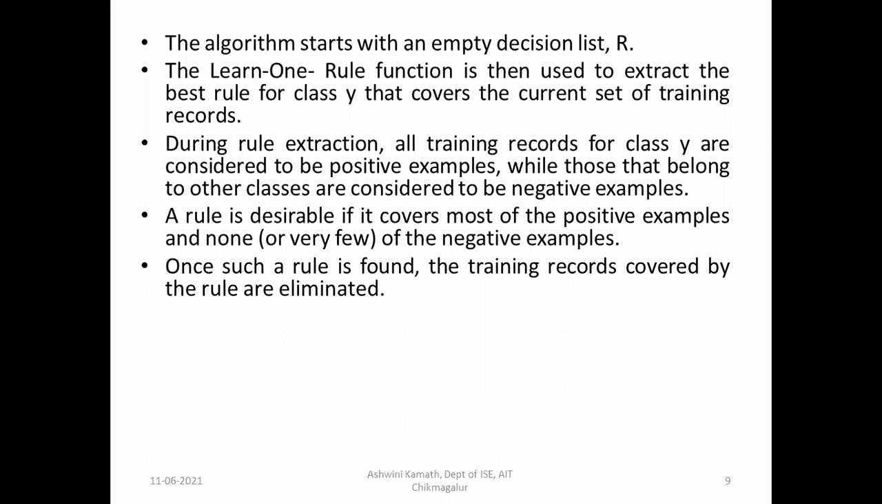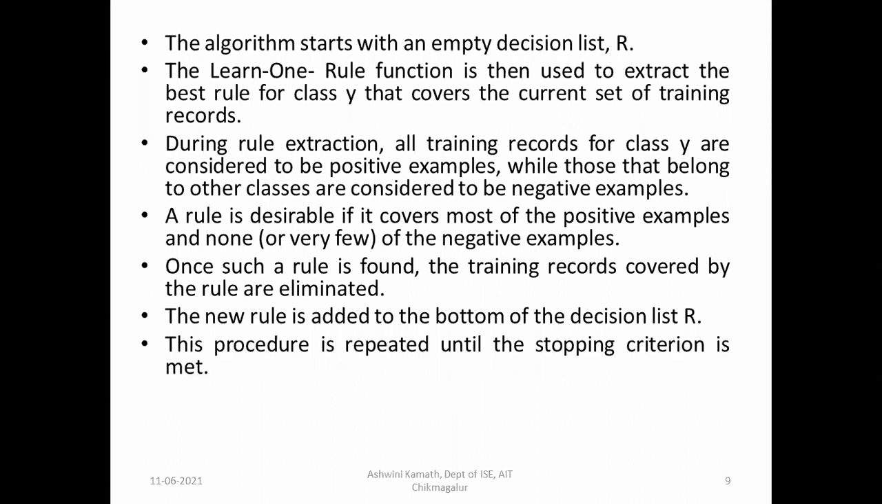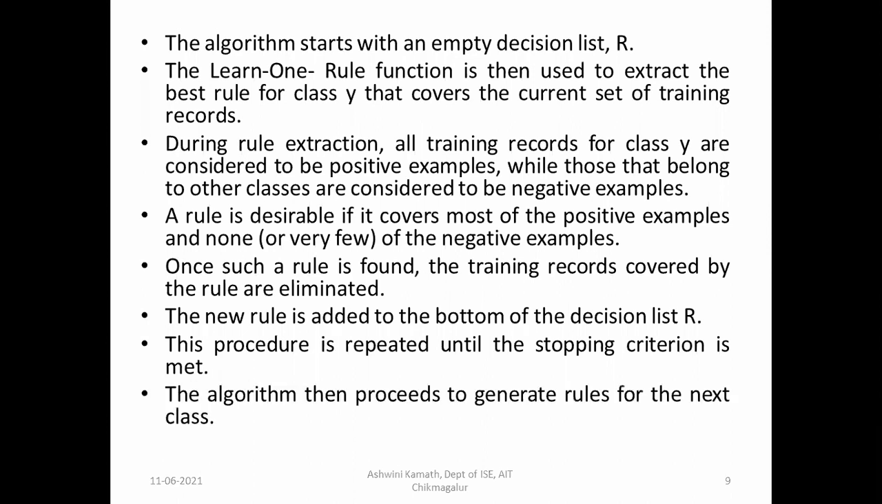Once such a rule is found, the training records covered by the rule are eliminated. That is, they will be removed from the training records. The new rule is added to the bottom of the decision list R. This procedure is repeated until the stopping criterion is met. The algorithm then proceeds to generate rules for the next class.